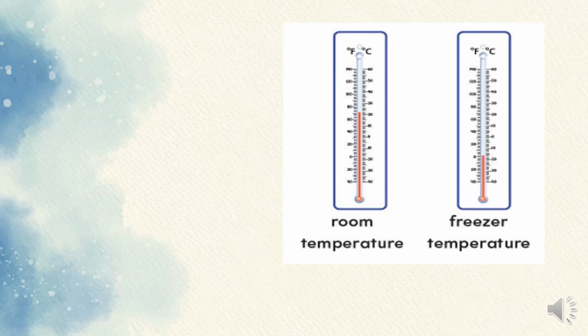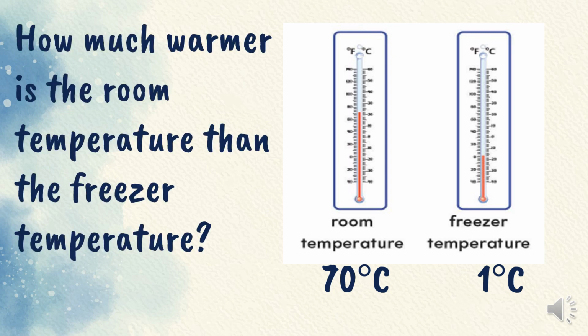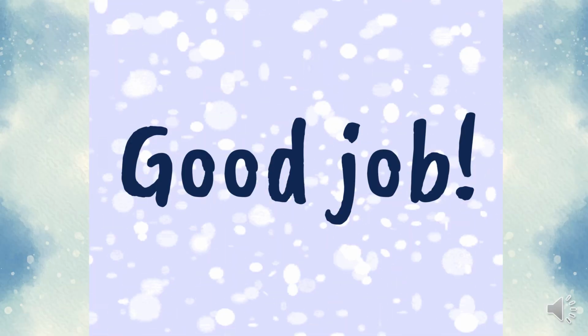You would have noticed while watching the video that they measure the room and freezer temperatures. The room temperature is 70 degrees Celsius and the freezer is 1 degree Celsius. Now, how much warmer is the room temperature than the freezer temperature? To get this, you will have to subtract 1 degree Celsius from 70 degrees Celsius, and you will get 69 degrees Celsius. So the room temperature is 69 degrees Celsius warmer than the freezer. Good job, everyone!